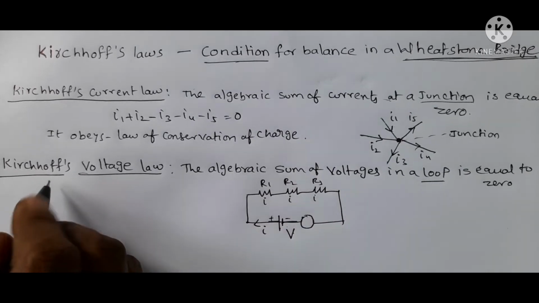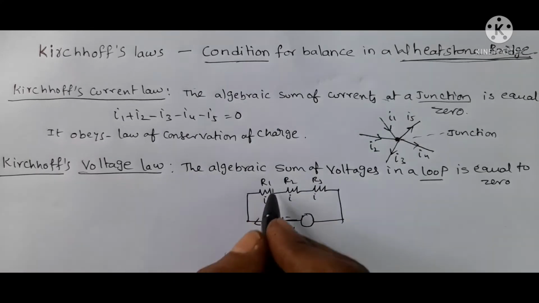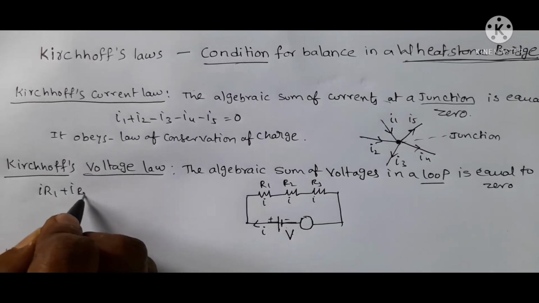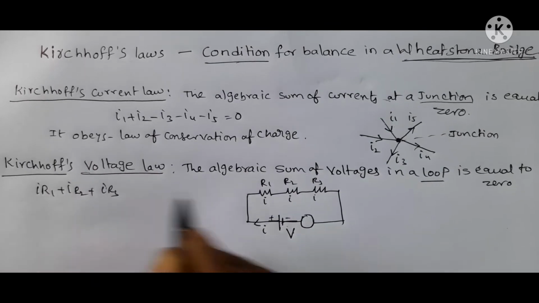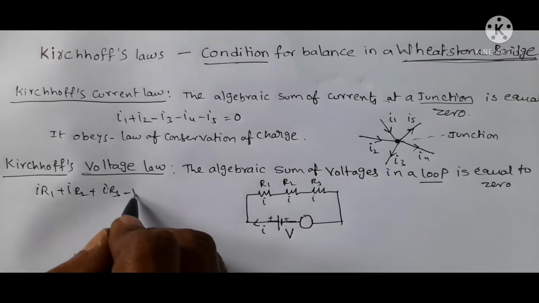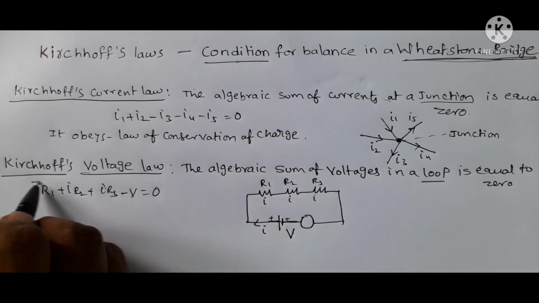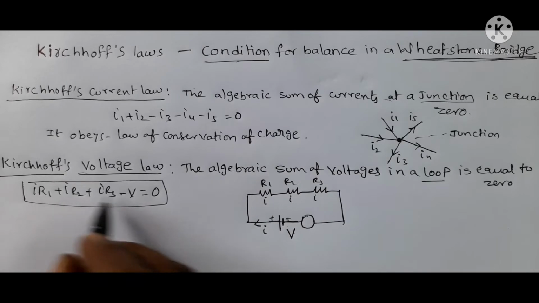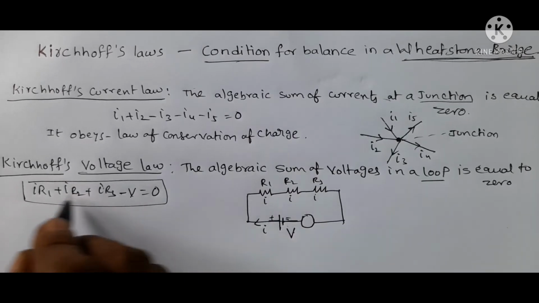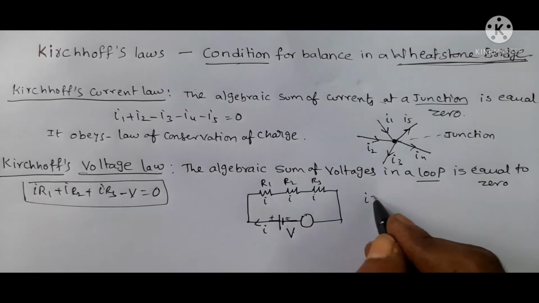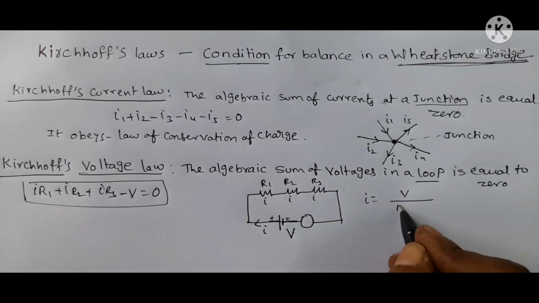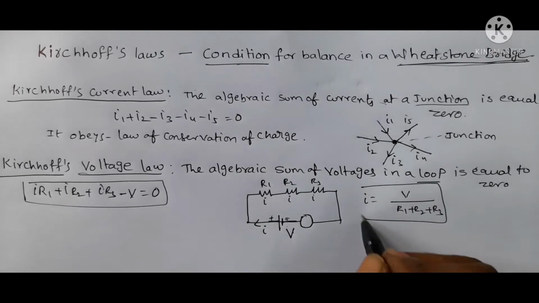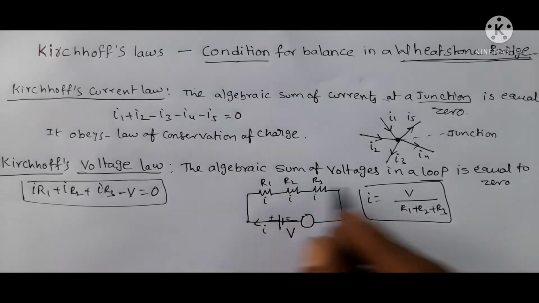So you can write here mathematically. The algebraic sum of voltages is IR1 plus IR2 plus IR3 minus V is equal to 0. This is the formula for this. From this you can simply obtain the relation for the current also. Taking I as common, we get current I is equal to V by R1 plus R2 plus R3. This is the formula for the current in the circuit, in the loop.